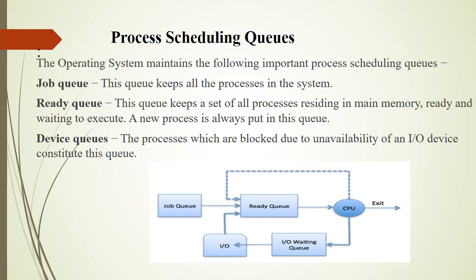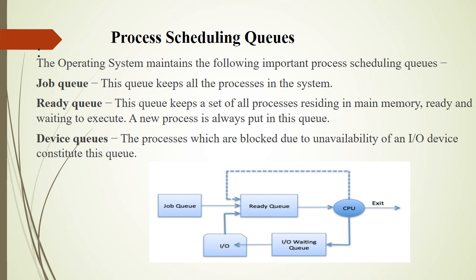memory. The next queue is the ready queue. This queue is used to store process control blocks of all the processes in the main memory. The queue keeps the set of all processes residing in the main memory and waiting to execute. A new process is always put in this queue.